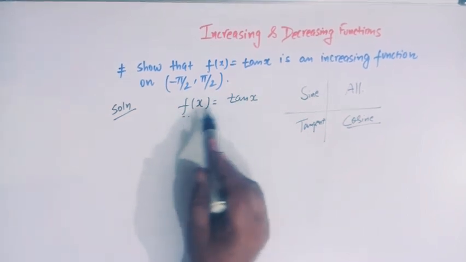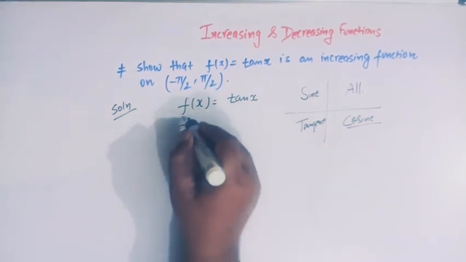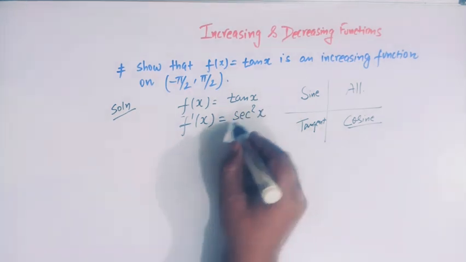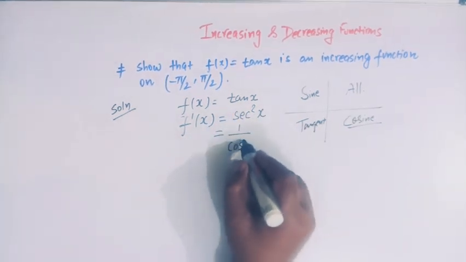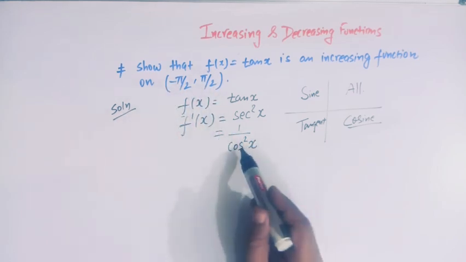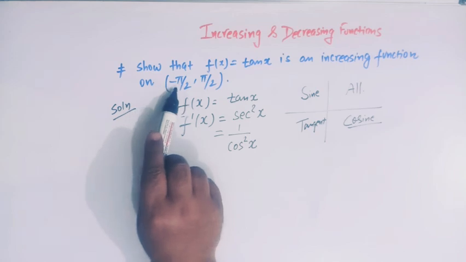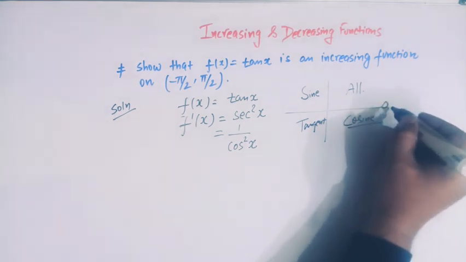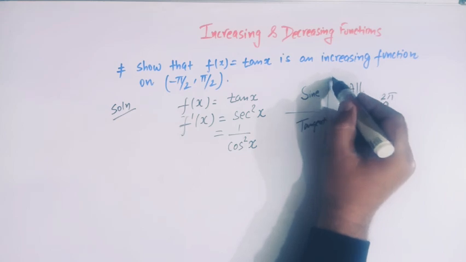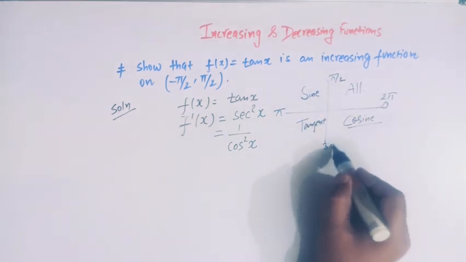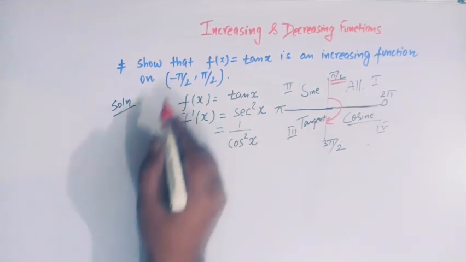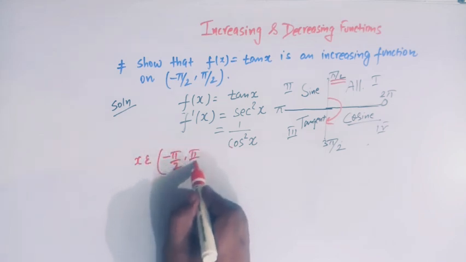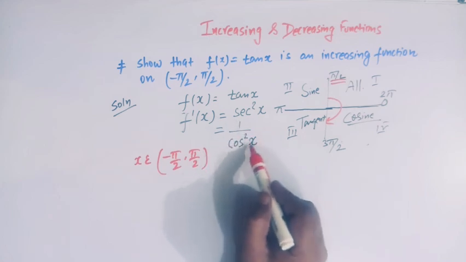So here let us find the derivative. We have f prime of x, the derivative, equal to secant square x, right? And secant square x can be written as 1 over cosine square x, and the interval is given as minus pi by 2 to pi by 2. So here we have 0 and 2 pi, and here we have pi by 2, pi, and 3 pi by 2. The interval is x belongs to minus pi by 2 to pi by 2, and the derivative is 1 over cosine square x.